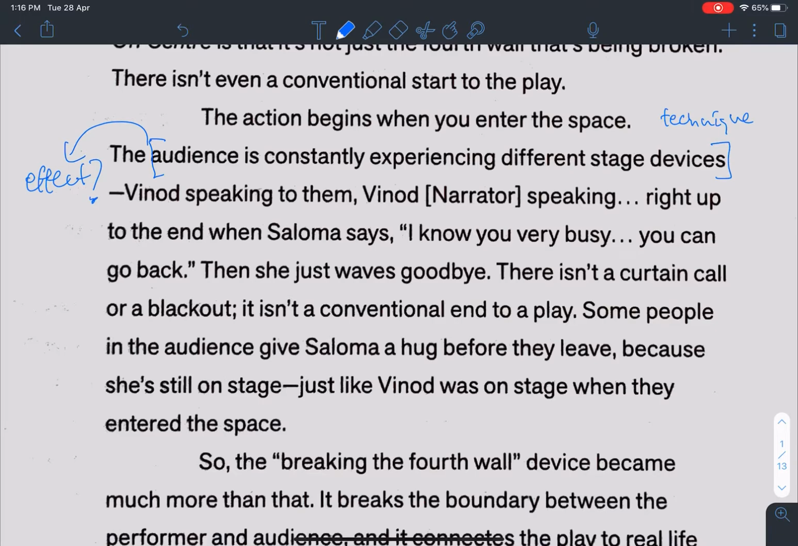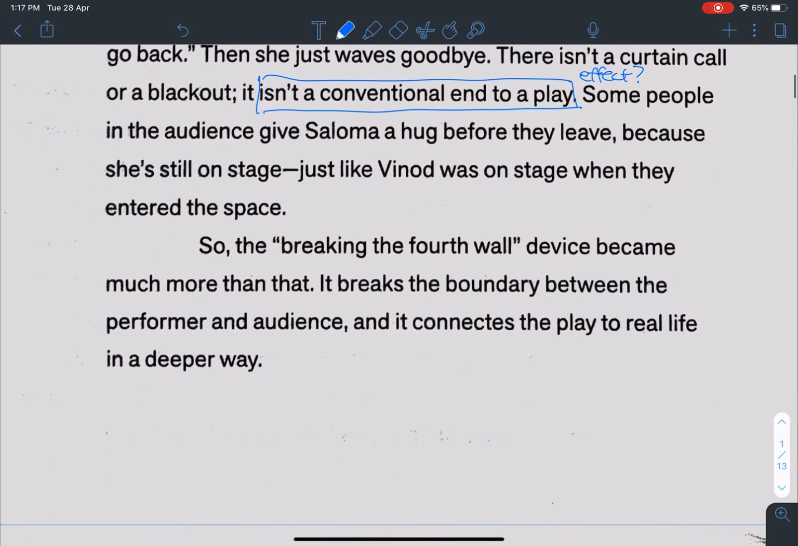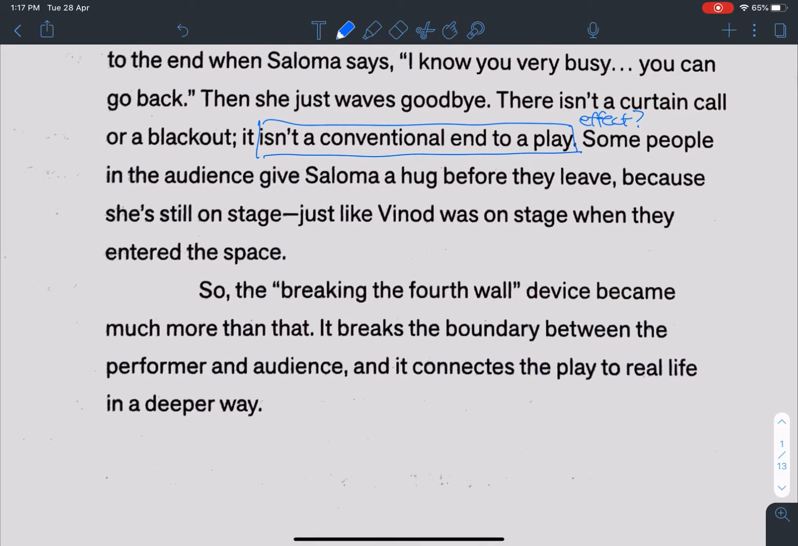Okay, then I read through. Okay, these are examples. There isn't a category. There isn't a conventional end. Again, there is no conventional end, which I want to think about in terms of effect. Again, what is the possibility of there being no conventional end? Okay. Now I find I'm reading something. So the breaking the fourth wall device becomes much more than that. It breaks the boundary between performer and audience. It connects the play to real life in a deeper way.